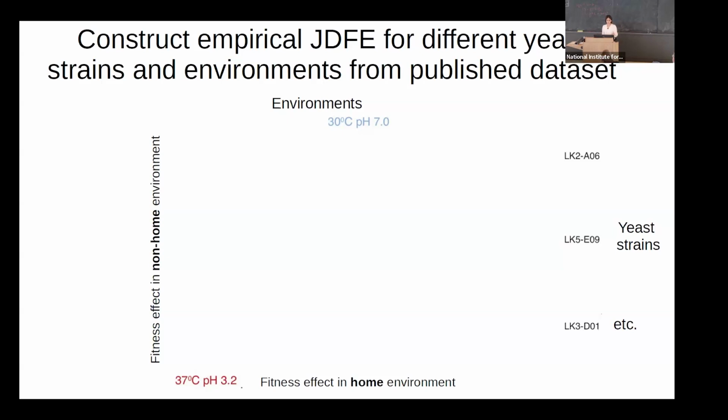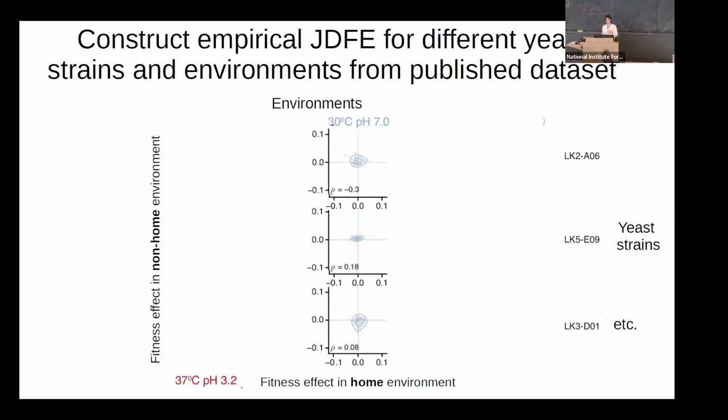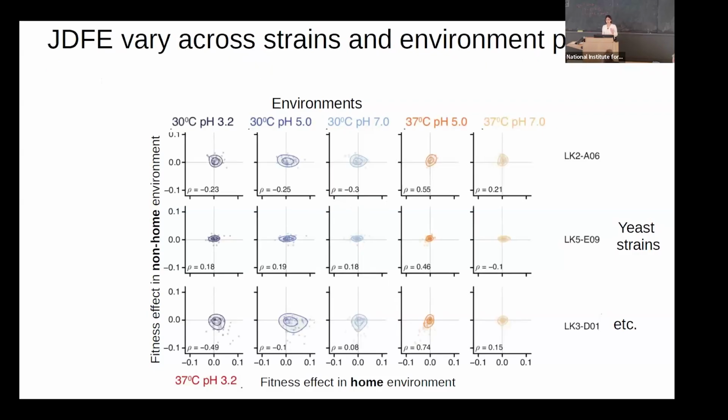So these are mutations in different strains and environments. And these vary across the strains. So these shapes are quite different across strains, and they're also different across environments. So these JDFEs, the shape of the joint distribution of fitness effects, vary across strain and environment pairs. And so then we need to try to understand maybe if there's some structure to this variation in these JDFEs across environments and strains.